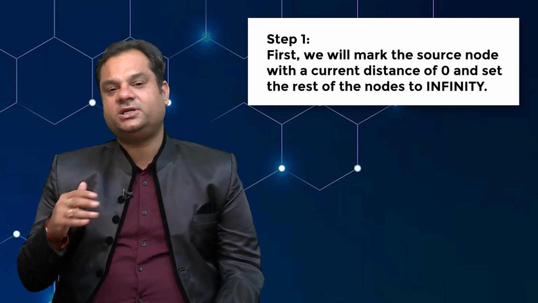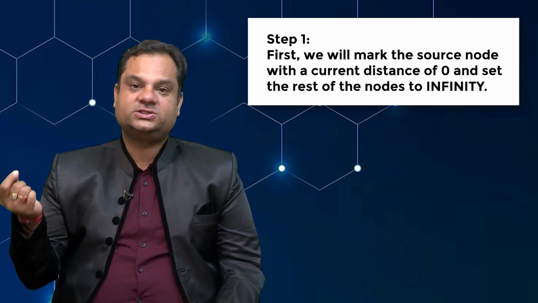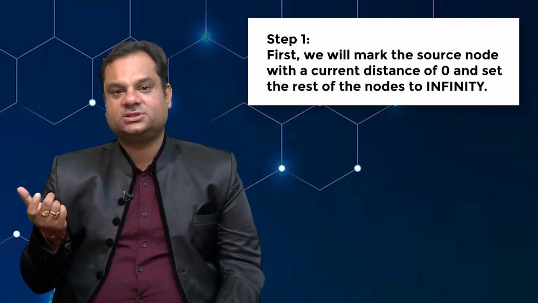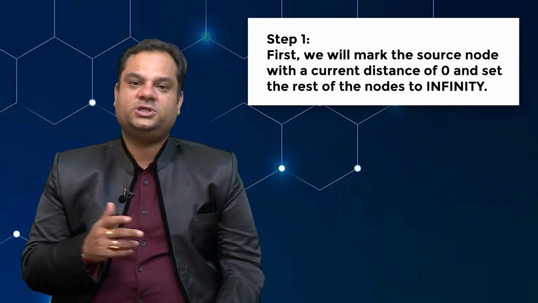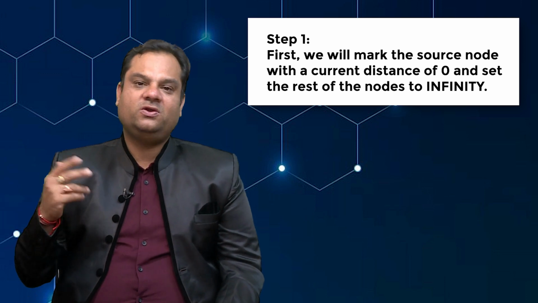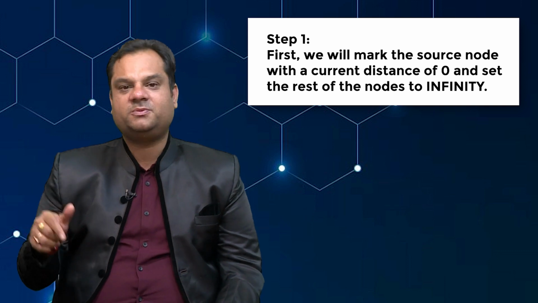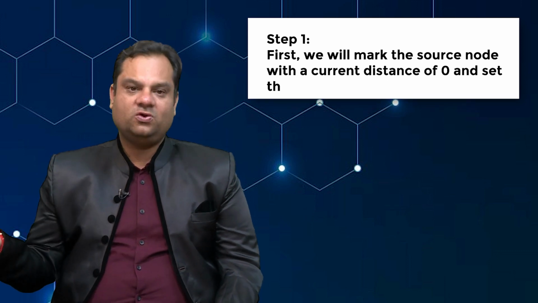We don't know the new value or the cost to reach a particular vertex, so initially we have to put the infinity value, which is a positive maximum value. Definitely the new value will be less than infinity, and in future we can replace this infinity value with the new value.